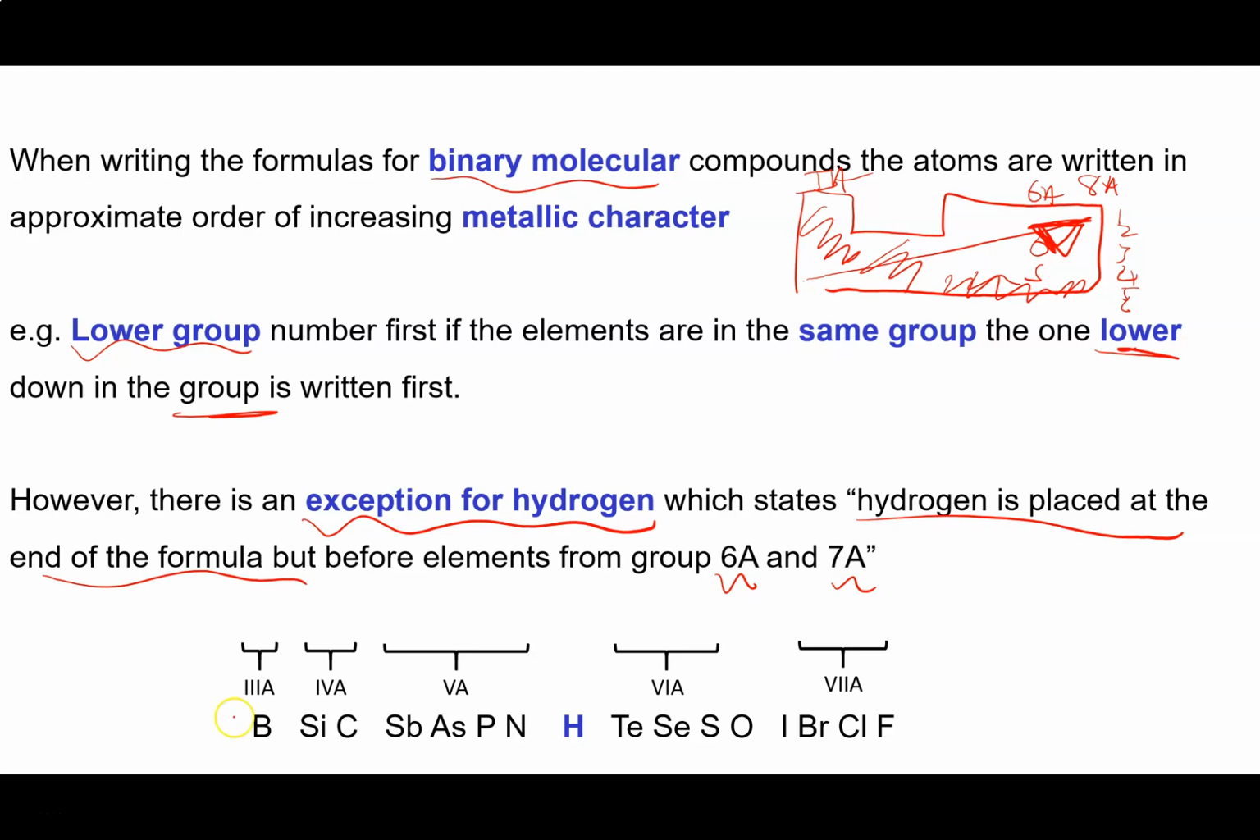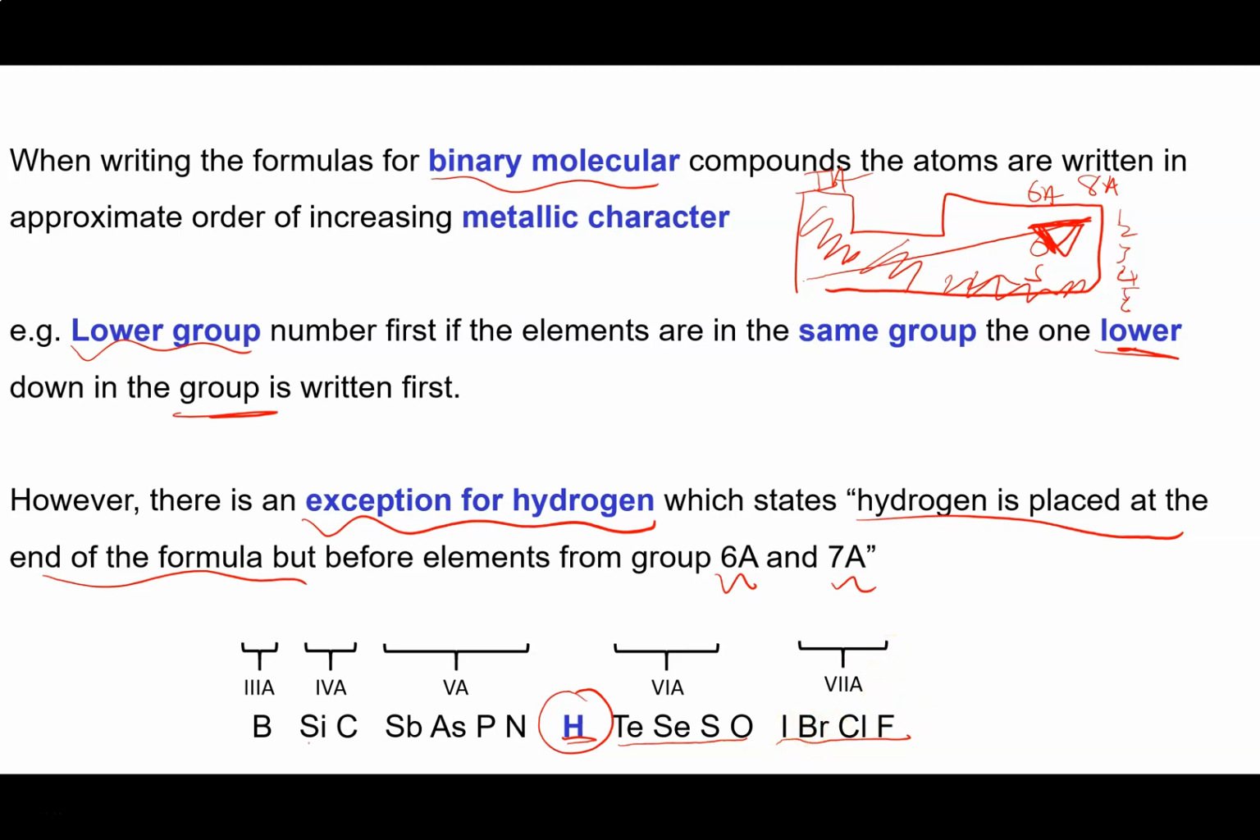So here's your order for the most common nonmetals that are going to be found in these binary molecular compounds. Those that are in group 3A will come first, followed by those in group 4A, in the order from the bottom of the group up. So silicon and then carbon. In group 5A, again, we're going from the bottom of the group up. So it's going to go antimony, arsenic, phosphorus, nitrogen. Then before we leap into 6A, we're going to put hydrogen. And then from 6A, we're going to go from the bottom of the group up. So tellurium, selenium, sulfur, oxygen. And then finally for 7A, again, from the bottom of the group up: iodine, bromine, chlorine, fluorine. We're not worrying about astatine, it's radioactive.